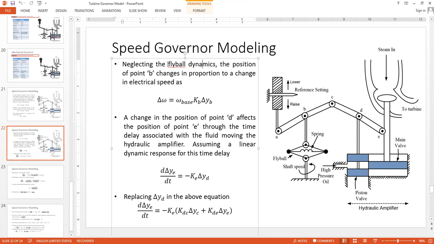And remember, the fly ball dynamics actually affects the point B position, because as soon as the fly ball position changes, point B either lowers itself or raises itself. That is being neglected or ignored. Now we focus simply on the steady state relationship. As soon as a difference in speed, or change in speed, is sensed here, that change in speed can be denoted by delta omega. That is the actual rotor speed.